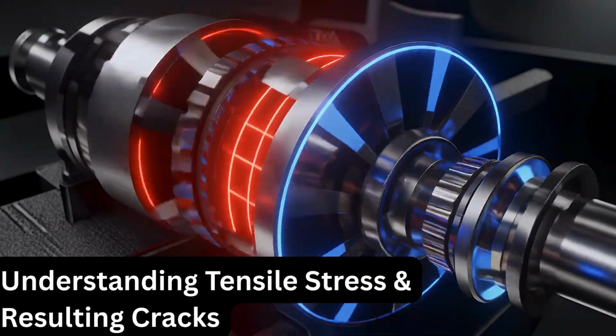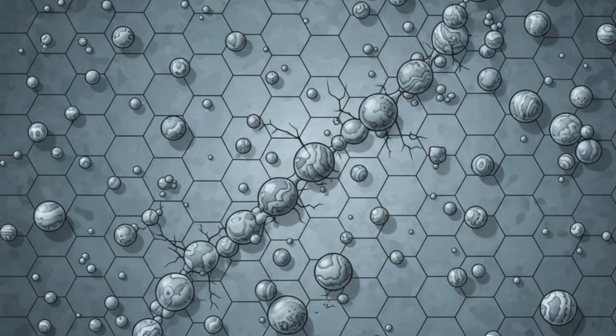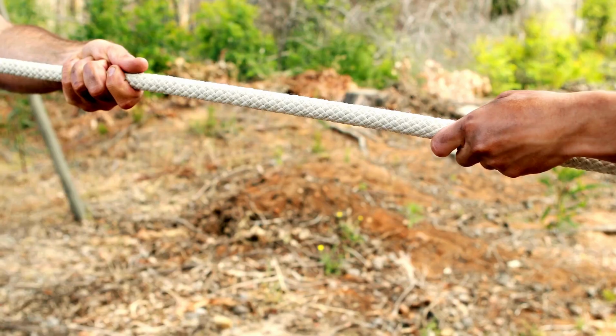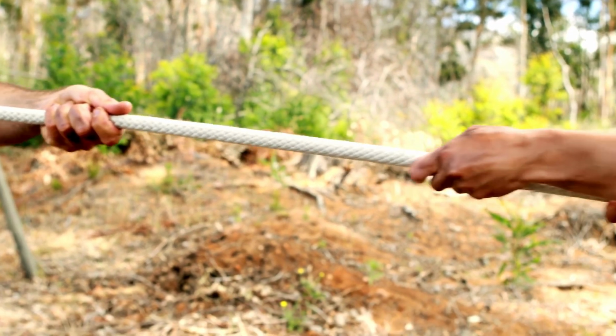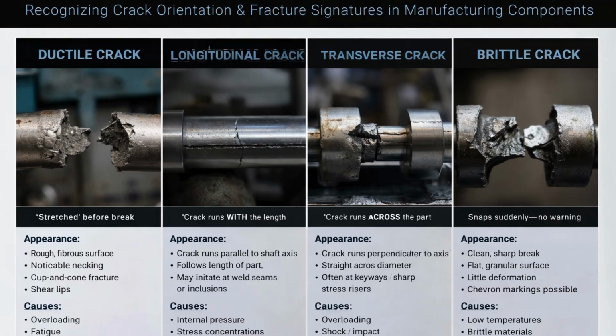Tensile stress occurs when a component is pulled apart, stretched beyond its elastic limit until microscopic voids link together and form a crack. Think of a game of tug-of-war. You pull and pull until the rope finally gives out and snaps in half. Under tensile loading, 4 primary crack types may develop.